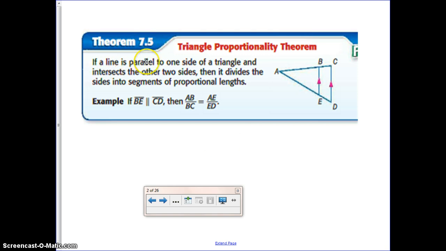If a line is parallel to one side of the triangle and it intersects the other two sides, then it divides the sides into segments of proportional lengths. So again, if these sides are parallel, then we know we can say AB is to BC as AE is to ED.